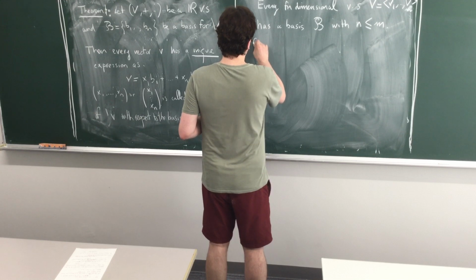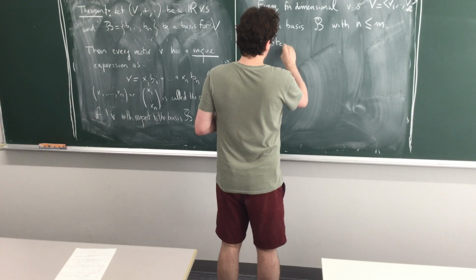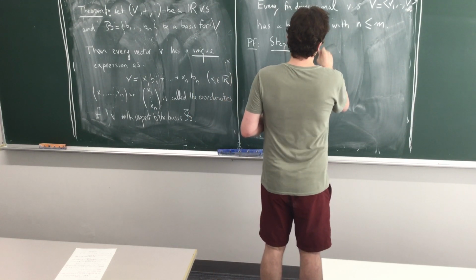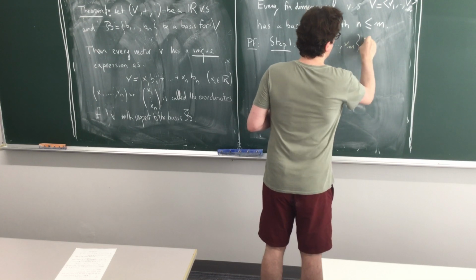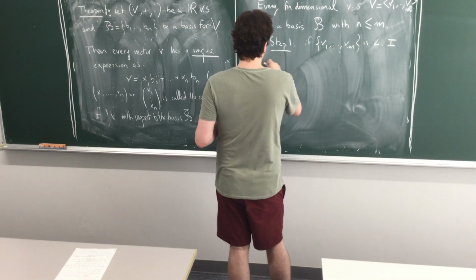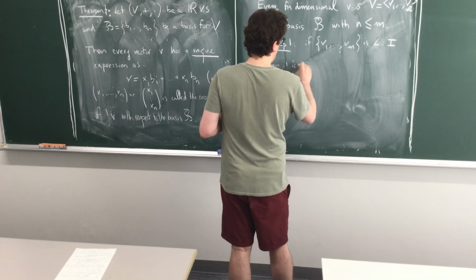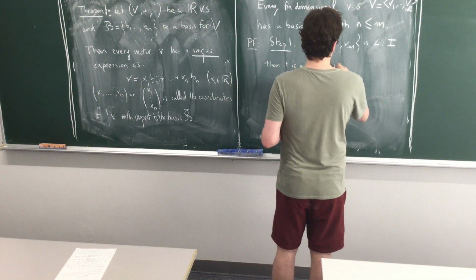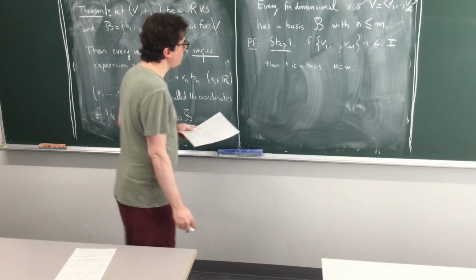The proof of that, well, first of all, step 1. If your spanning set v1, ..., vm is linearly independent, then it is a basis, okay? And you can take n equal m, right? So B is the basis. You are finished.